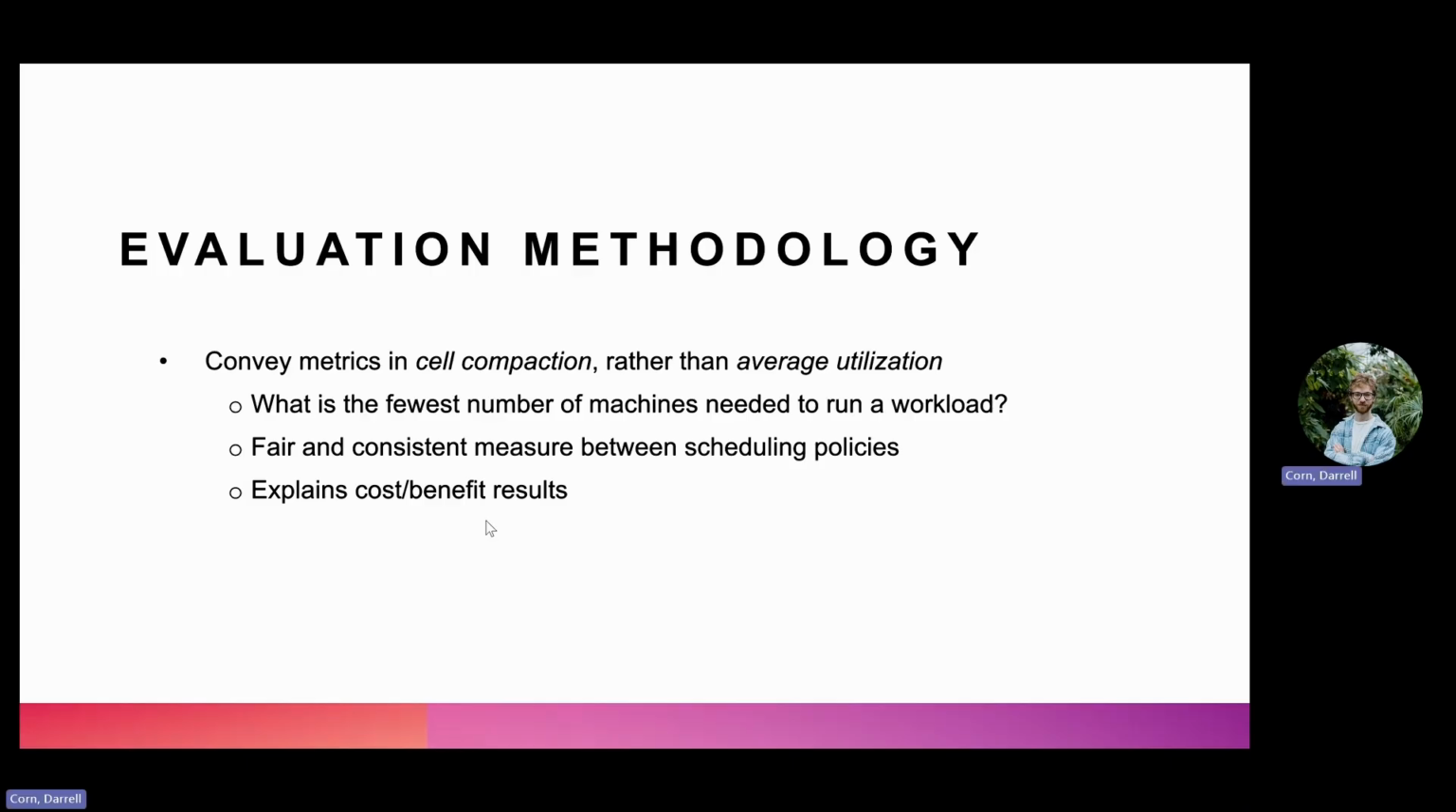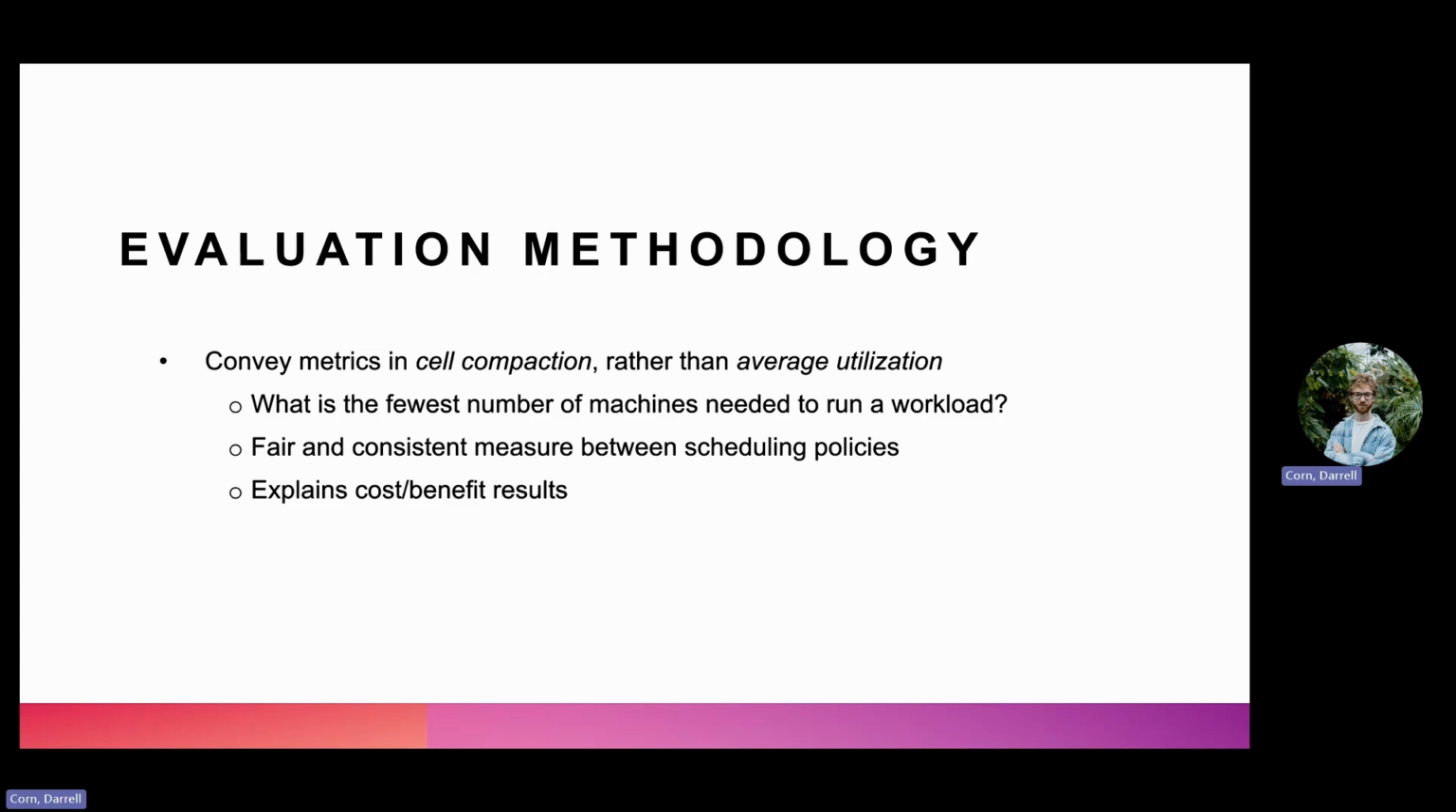On to discussing the performance metrics of Borg. First, we'll discuss how the authors evaluated the performance of Borg. First and foremost, the authors use a cell compaction metric to measure performance, not average utilization. Cell compaction essentially measures how many jobs they can fit onto a single machine.